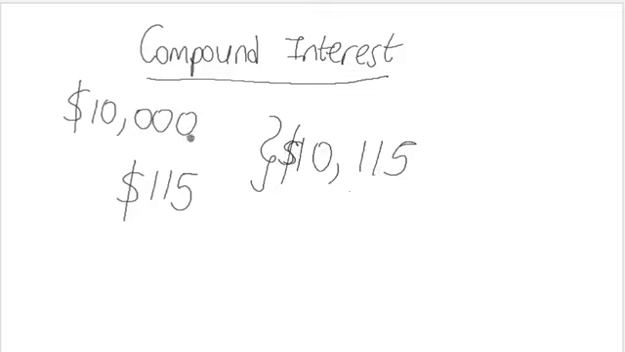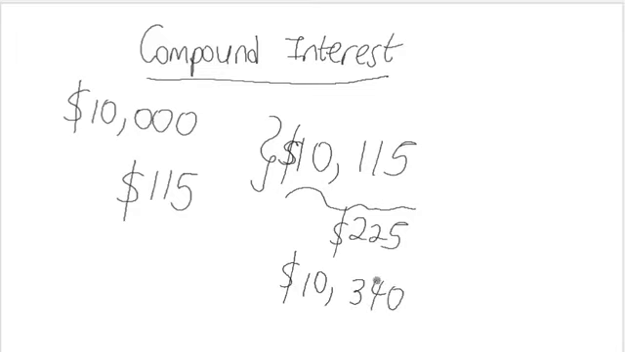In the second year, your interest is not going to be calculated on the amount that you invested originally. It is now going to be calculated on the new amount. So this new amount is $10,115, and you will now be earning interest on this amount. So at the end of the second year, maybe you get another interest of $225. By the time you add it together, you have $10,340. So by the third year, your interest is going to be based on this amount. That's why compound interest is so interesting.